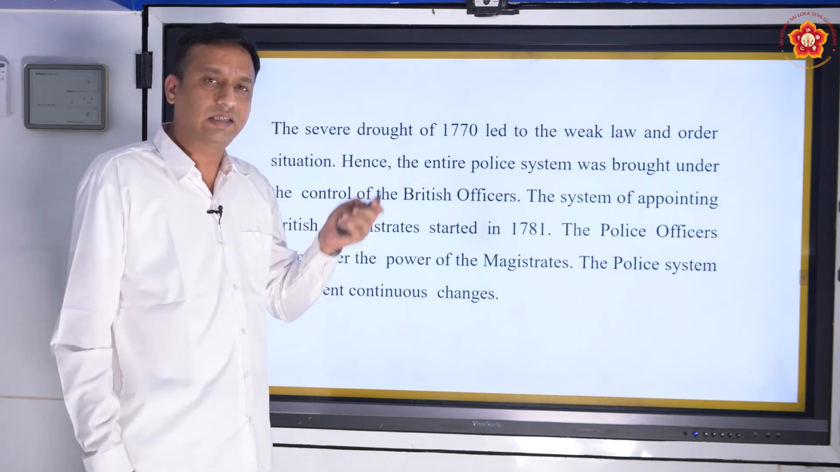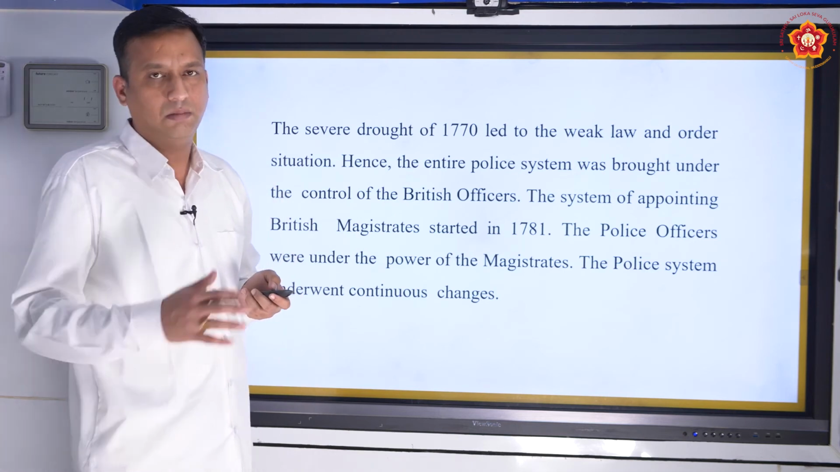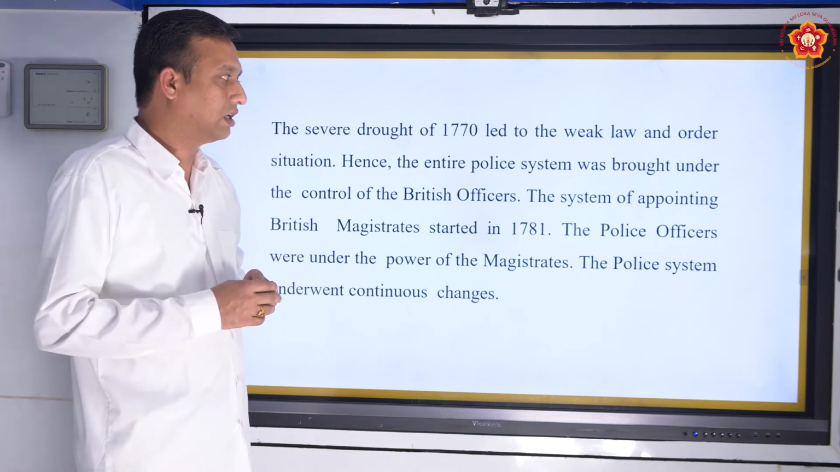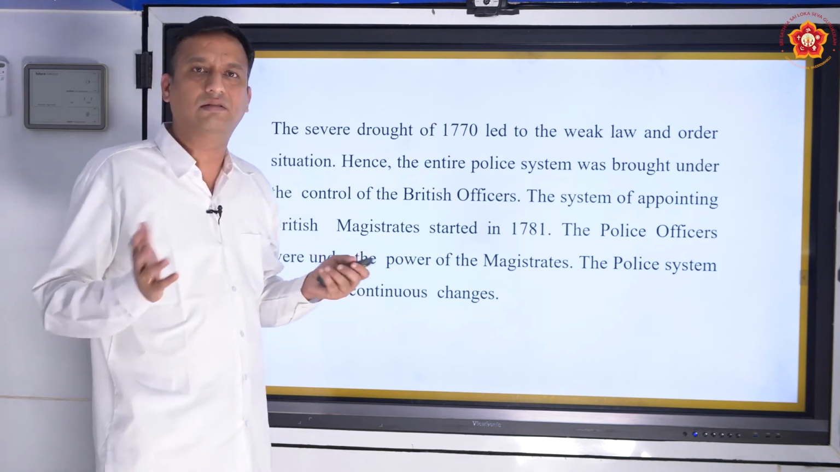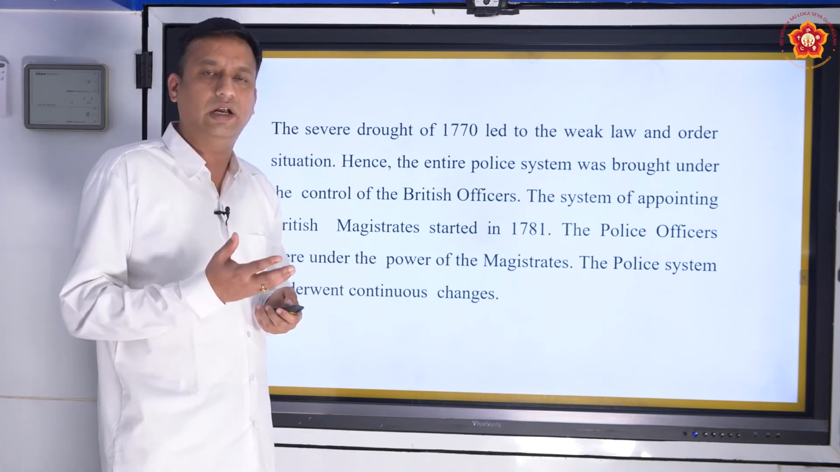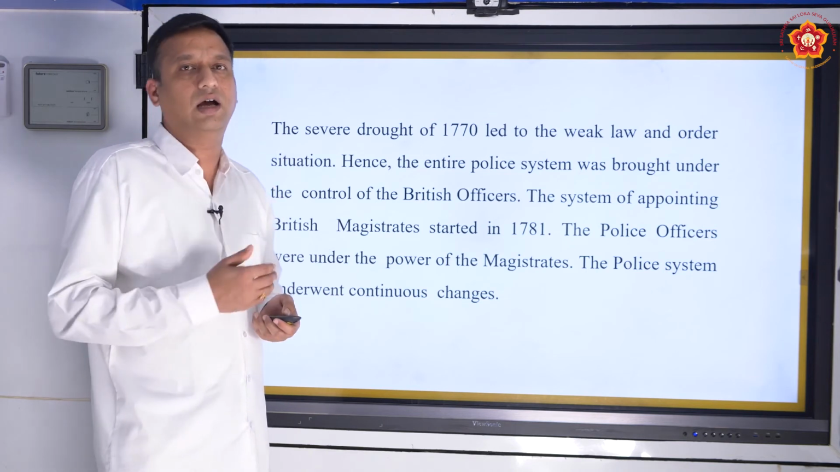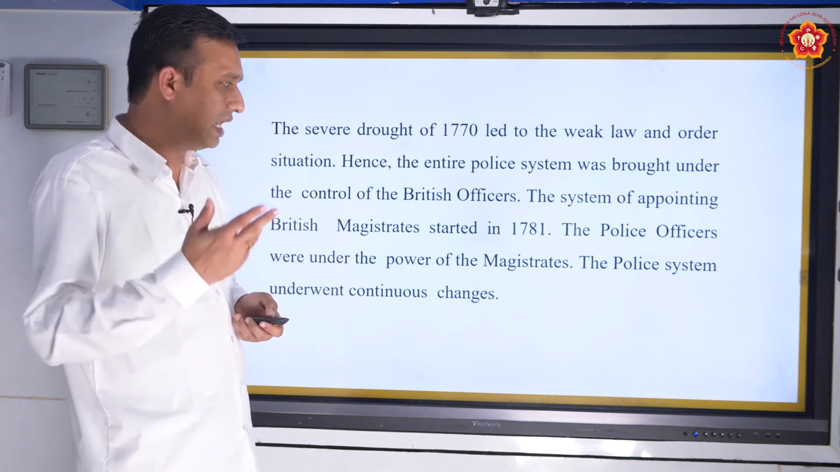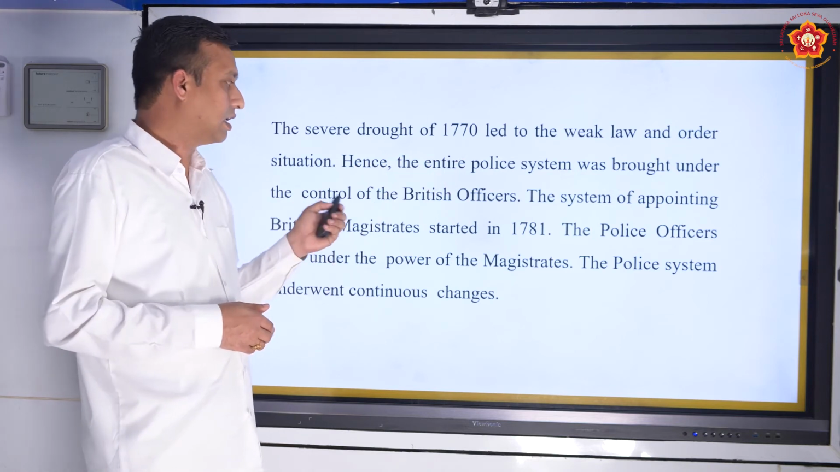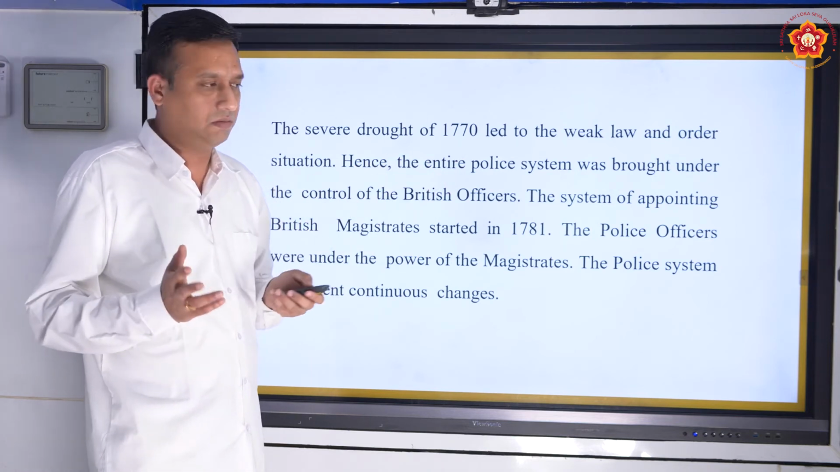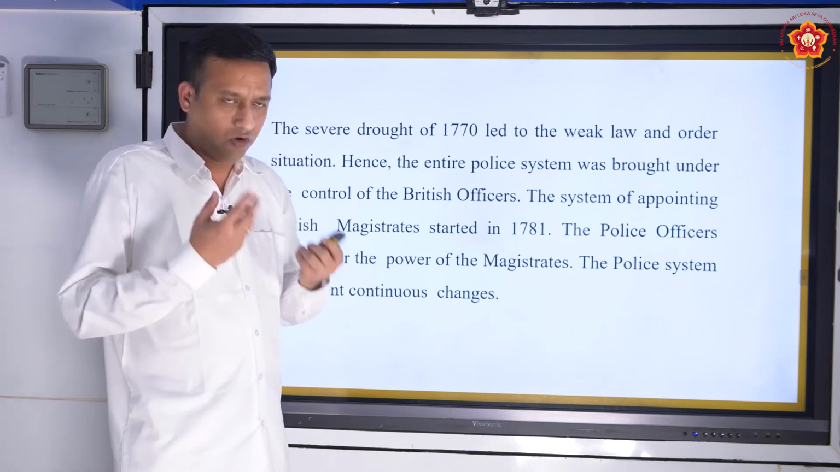In the year 1770, there was a severe drought, baragala, lack of water, that is famine, which led to a weak law and order situation. Because when there is no food to eat, naturally people will go for robbery, theft, crime, a lot of things will happen. So hence the entire police system was brought under the control of the British officers, because they saw people going here and there with no food to eat.